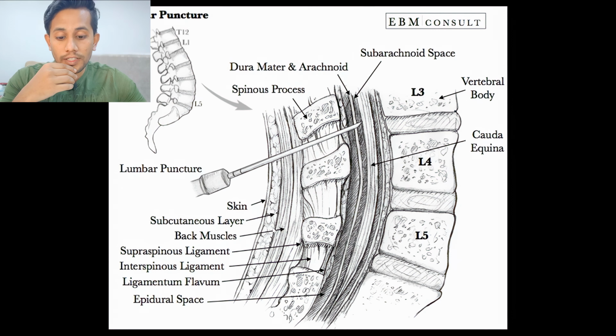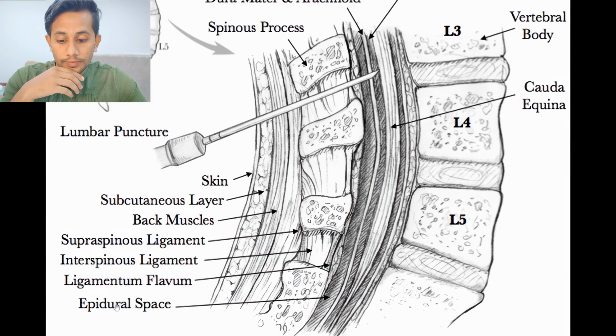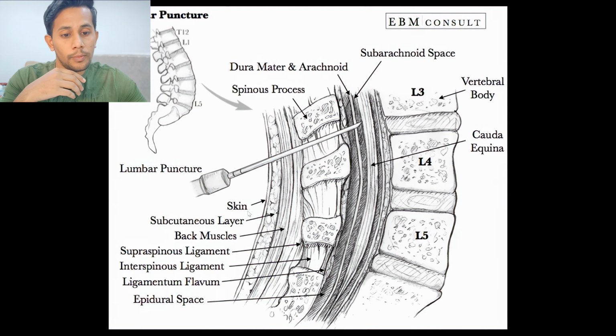After you're done passing the muscle layer, you will be faced with the interspinous ligament, then the ligamentum flavum, and after that you are into the epidural space. Here, the epidural space.